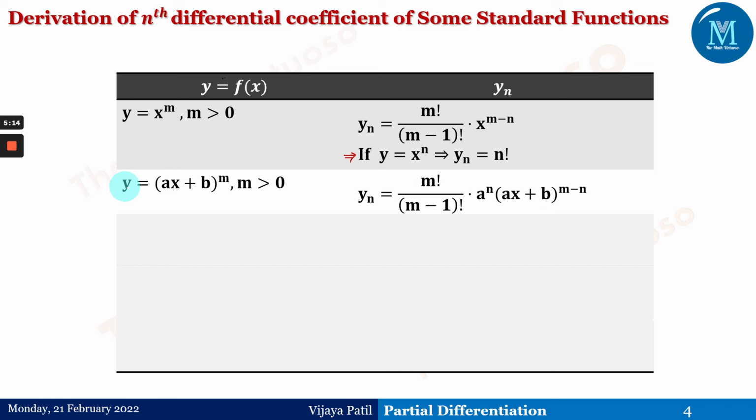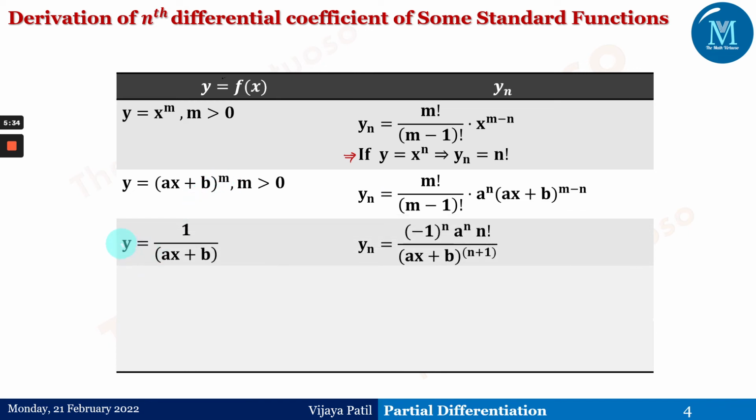Then y is equal to (ax plus b) to the power m, m greater than 0, where y_n comes out to be m factorial upon (m minus n) factorial into a to the power n into (ax plus b) to the power m minus n. So this is about the nth derivative of the function (ax plus b) to the power m.